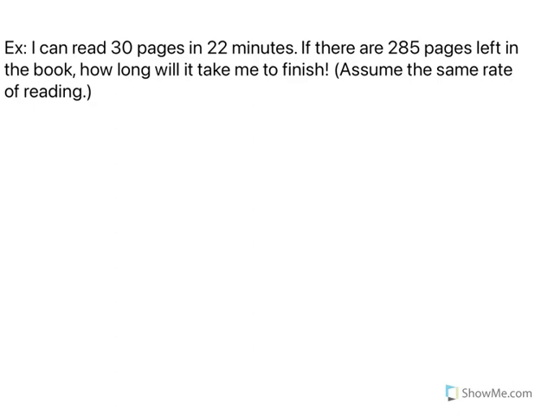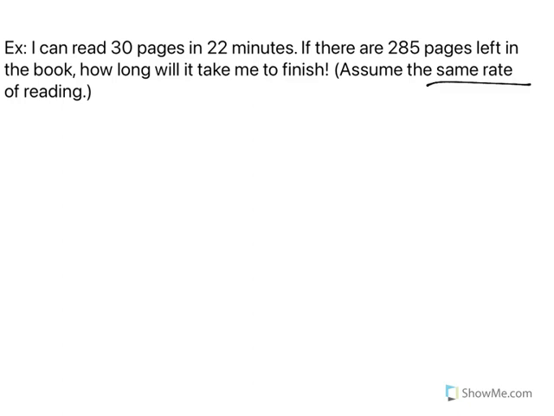I can read 30 pages in 22 minutes. If there are 285 pages left in the book, how long will it take me to finish? Let's assume I keep the same rate of reading. That's important to say, the same rate, because I don't know about you all, but when I get into a book and it gets good, it's like I read quicker.